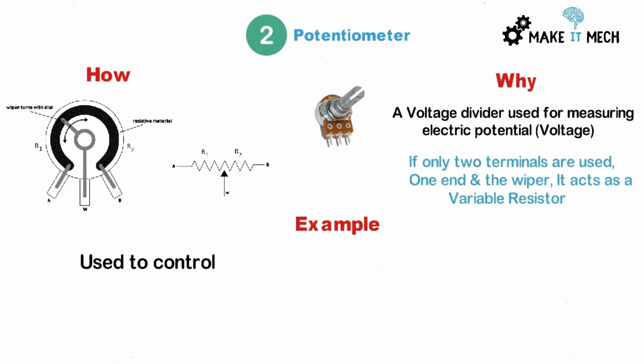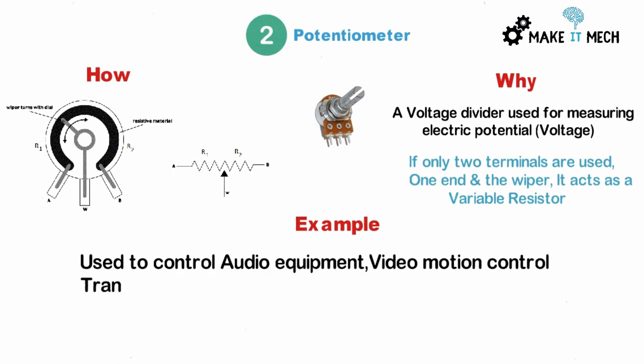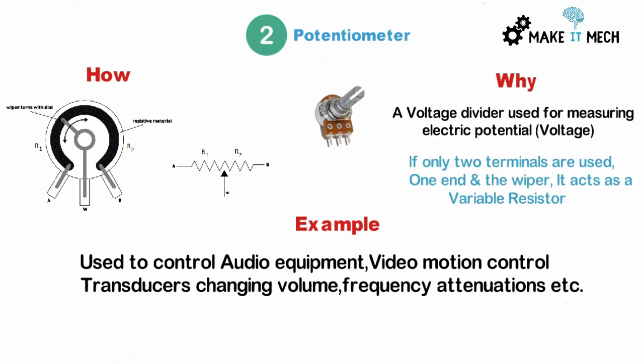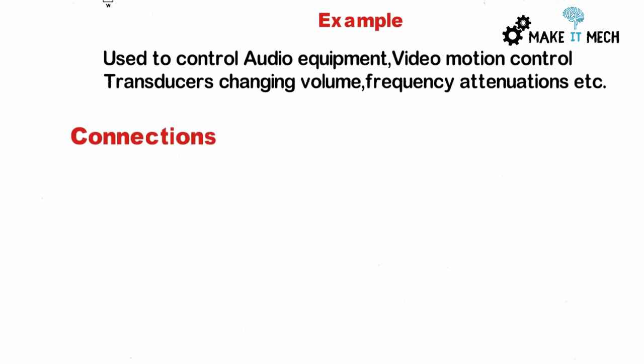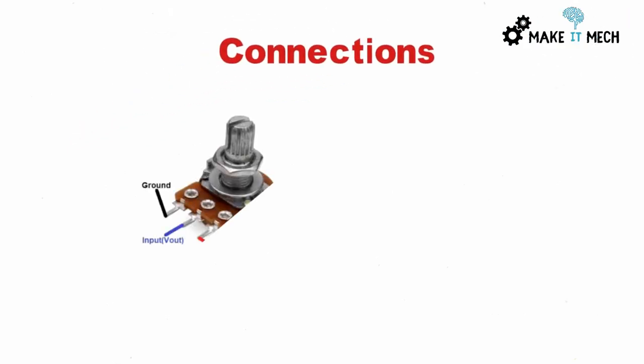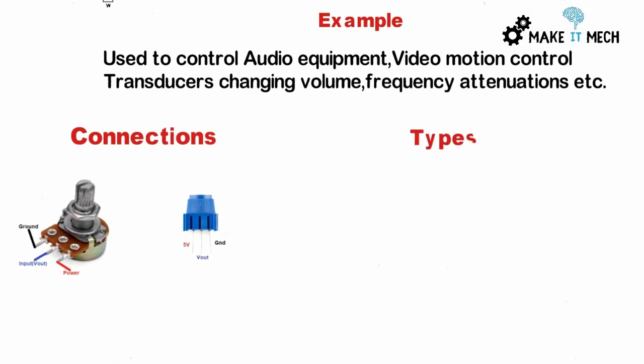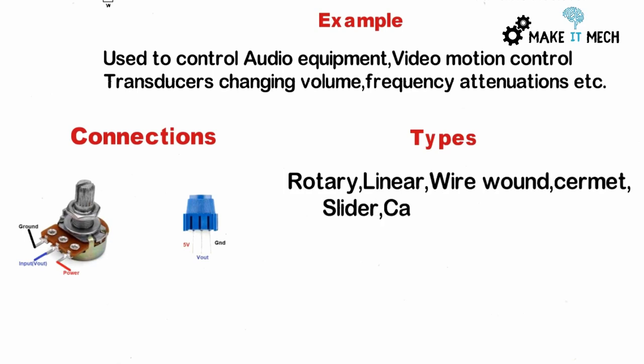In the examples of potentiometer, it is used to control audio equipment, video motion control, transducers, changing volume, frequency attenuations, etc. For the connections of potentiometer, the middle one is the output, the first is the input voltage, and the last is the ground. Here are some types of potentiometer: rotary, linear, wire wound, thermal slider, and carbon composition.